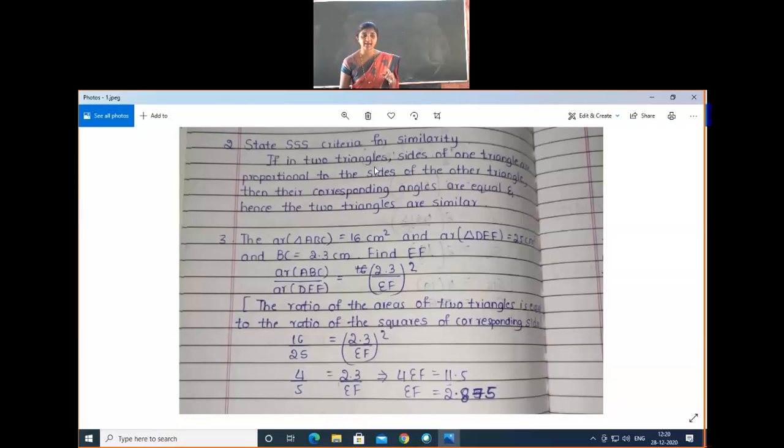If in two triangles, sides of one triangle are proportional to the sides of the other triangle, then their corresponding angles are equal and hence the two triangles are similar. You all know the SSS criteria for similarity. So you have to write the definition for that.